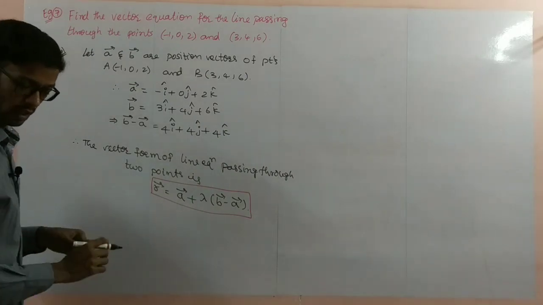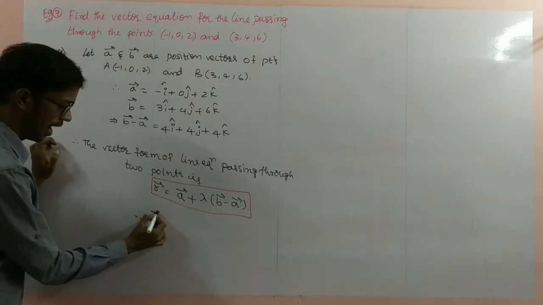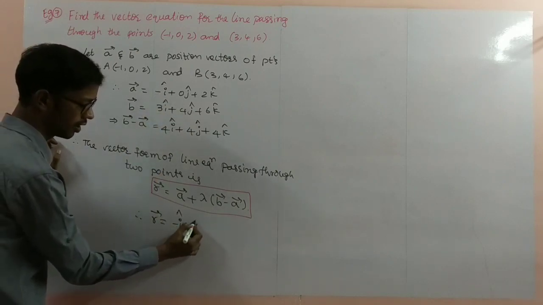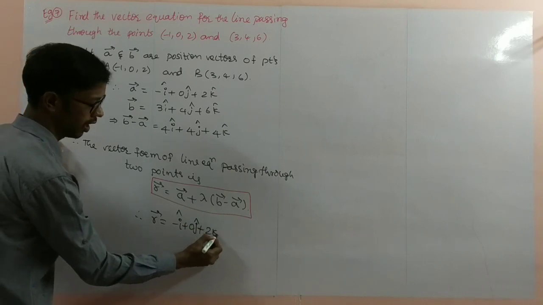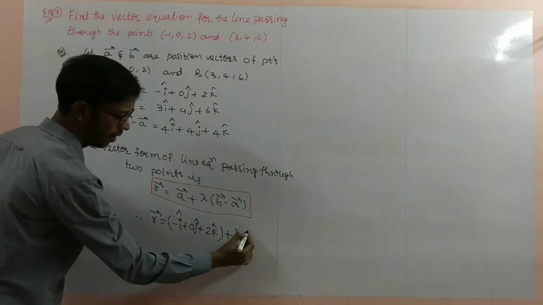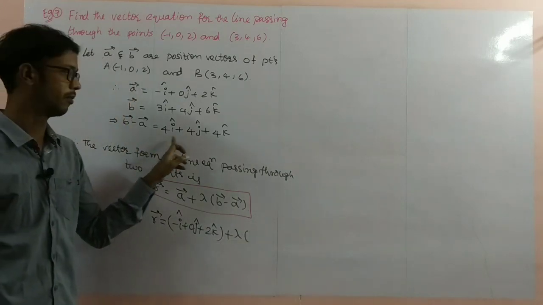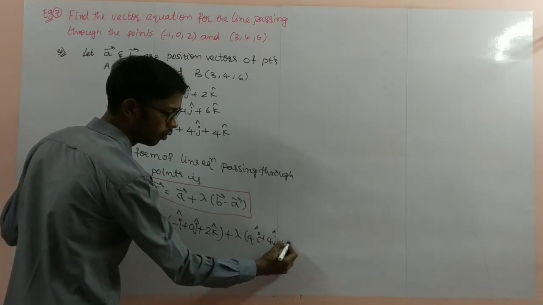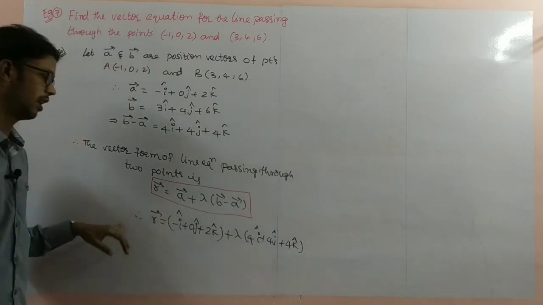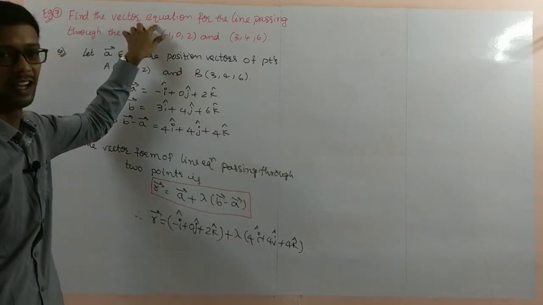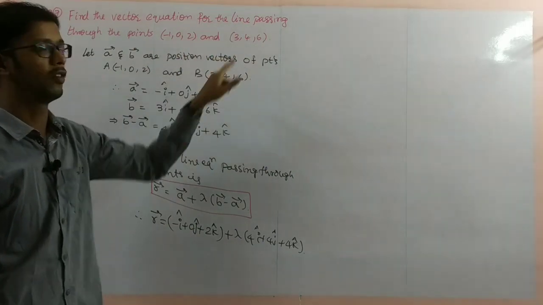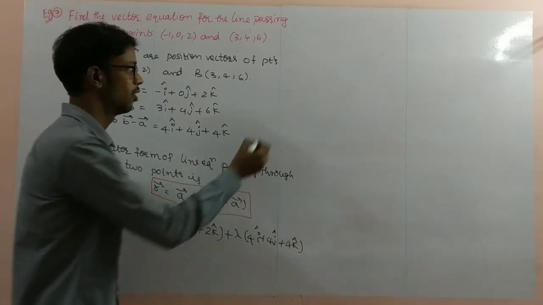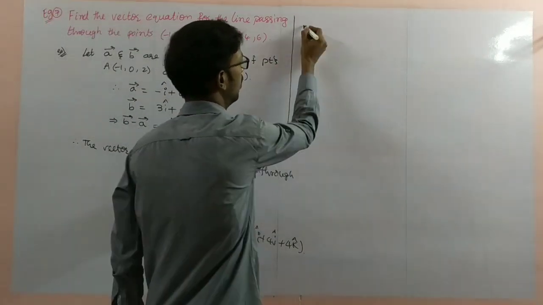So now substitute the total values. R bar equal to A bar, where A bar is minus i cap plus 0 j cap plus 2 k cap, plus lambda into B bar minus A bar, where B bar minus A bar is 4 i cap plus 4 j cap plus 4 k cap. So this is the required line equation in vector form, passing through the given 2 points. This is the vector form. Here they didn't ask for the Cartesian form, but I'll write down the Cartesian form of the line equation also.